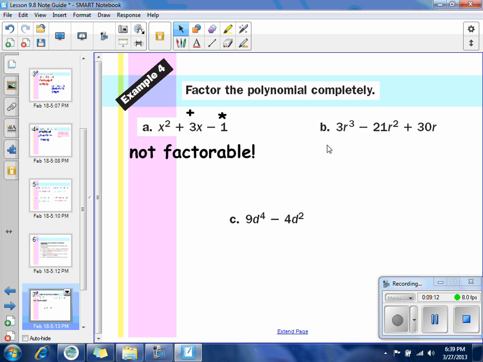If it asks you to factor it completely and it is not factorable, that's as far as we can get. So let's go to letter B. Remember, the first thing you should always look, can you divide something from all of those? Well, all of those numbers can be divided by 3, and all of them have an r. So I can actually factor out a 3r from each term. If I divide this by 3r, I'm left with r squared minus 7r plus 10.